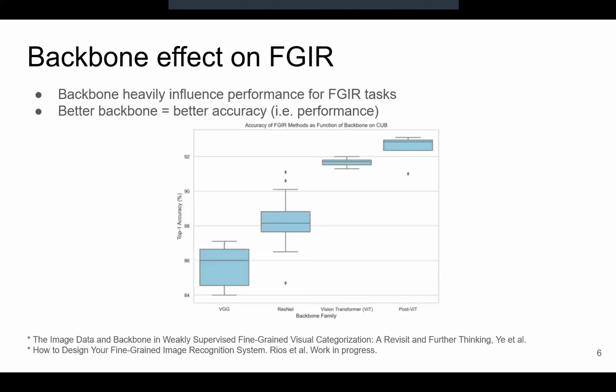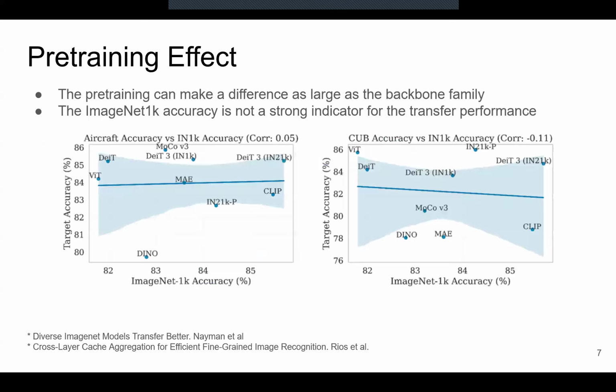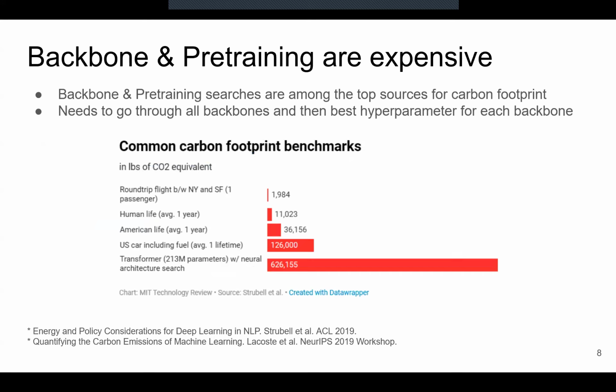Previous studies have proven that the backbone heavily influences performance for FGIR tasks. However, previous studies didn't use hierarchical structure. Also, in the same architecture, different pre-training strategies can make a difference as large as the backbone family. Thus, backbone and pre-training are very important. However, the search used to find the ideal backbone and pre-training is very costly. As the models get bigger and bigger, the effect on the environment also gets bigger.